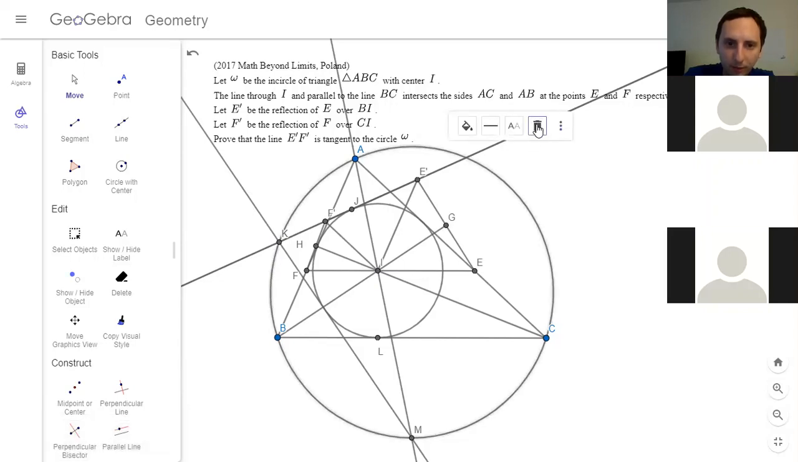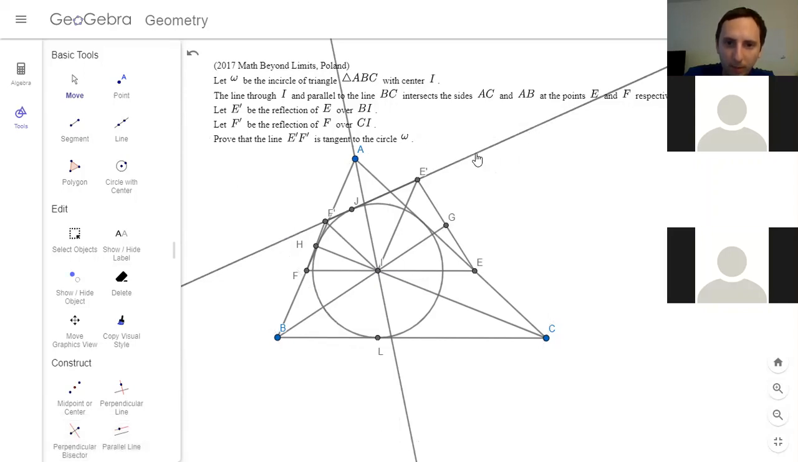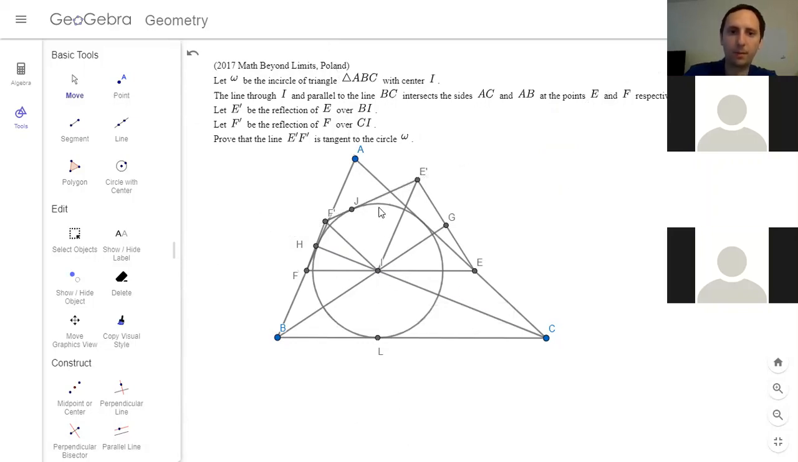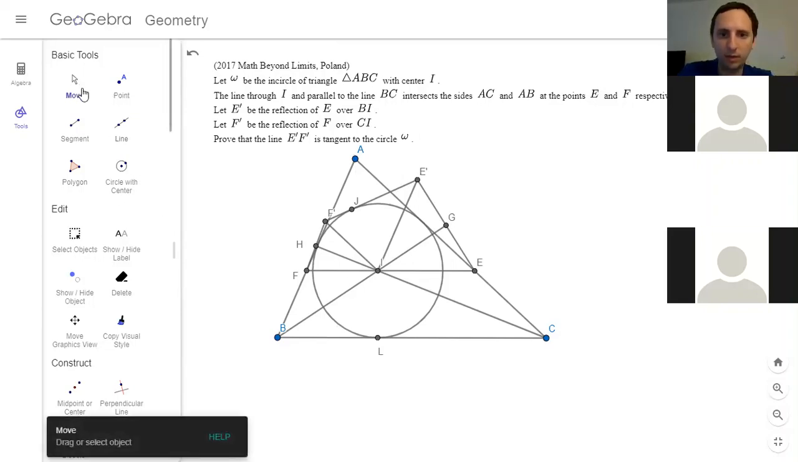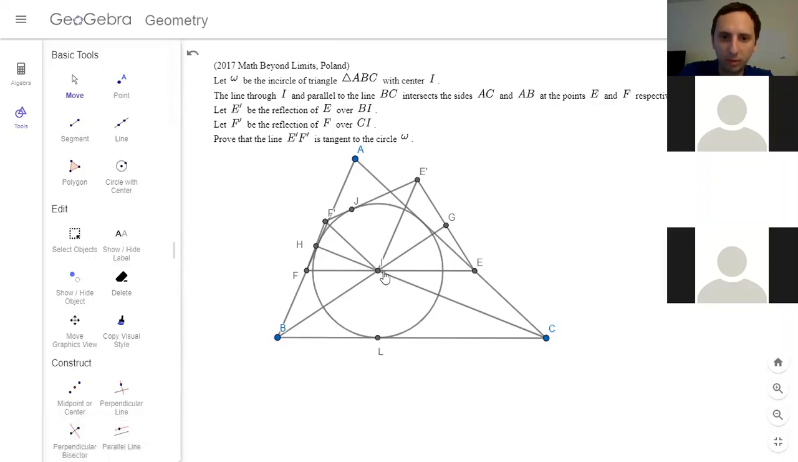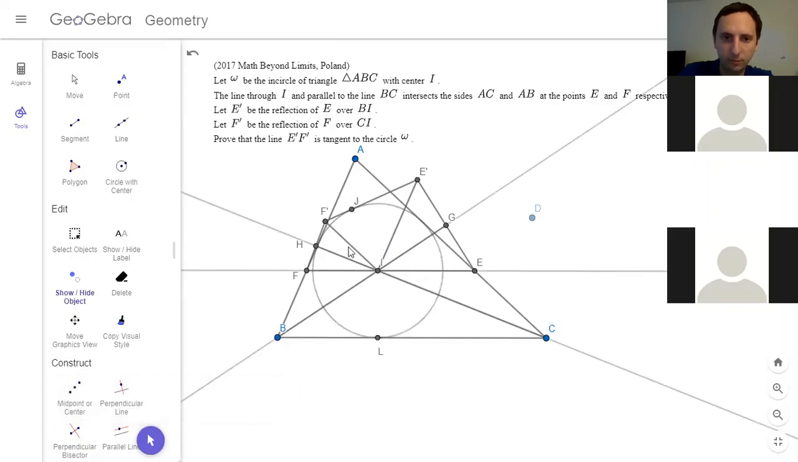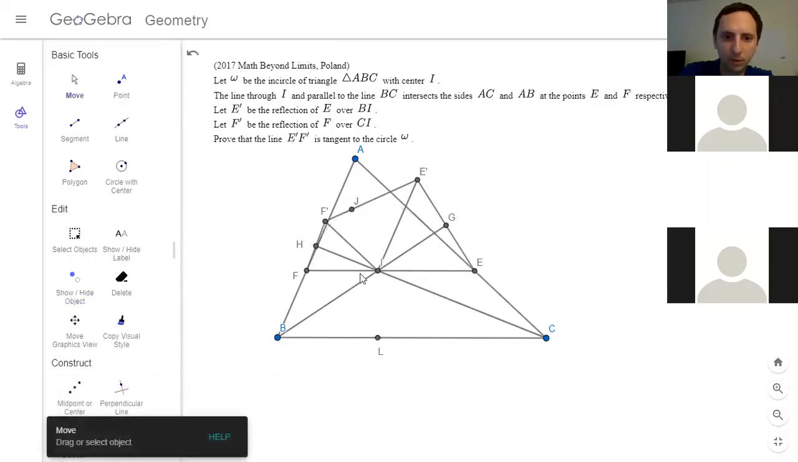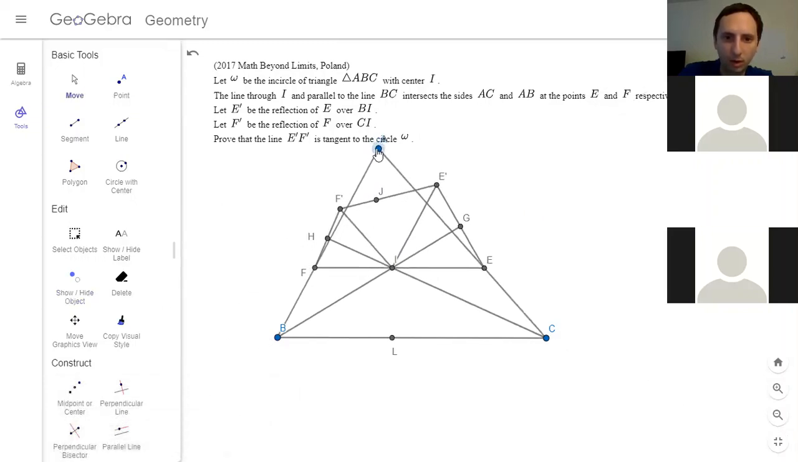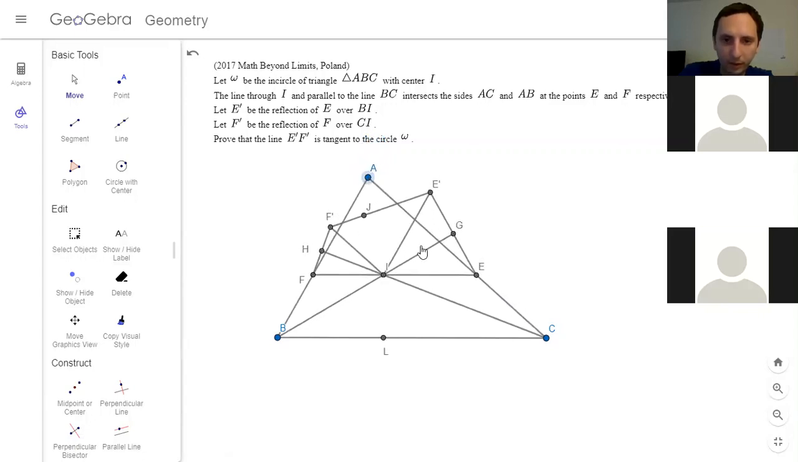So I am going to delete this stuff. Actually, we can find IJ from trigonometry easily, but I don't know a synthetic way, because we know IF prime and IE prime, and we know the angle E prime I F prime. It equals A.